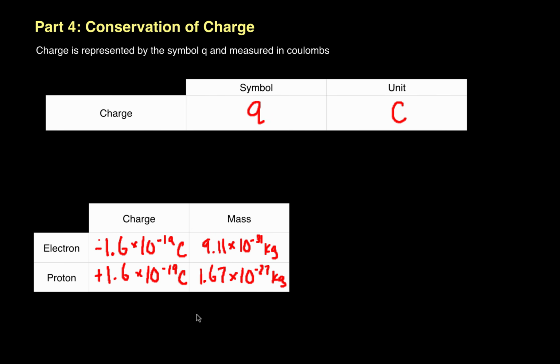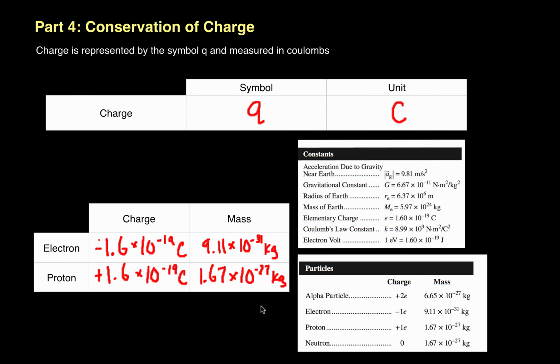You don't have to memorize these numbers. They're good to know, but they're found on your data table. So in the constants section of the data table, it tells you the elementary charge, e, is 1.6 times 10 to the minus 19. And in the particles section of your data sheet, the proton is given as positive 1e, and the electron is given as negative 1e, and next to them are their corresponding masses.